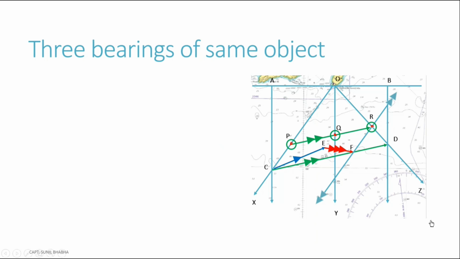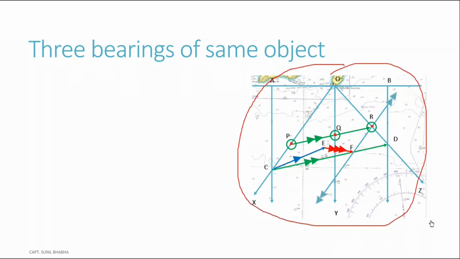Now we are going to discuss the method of three bearings of same object. This method is also known as three-point bearing. And when you solve a question using this method, the diagram will look something like this. So let's see now what all data is provided to us in these type of questions.